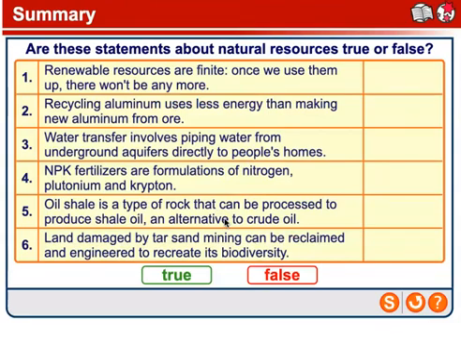So let's summarize. Are these statements about natural resources true or false?